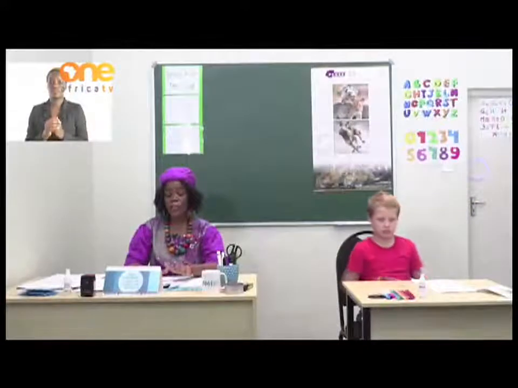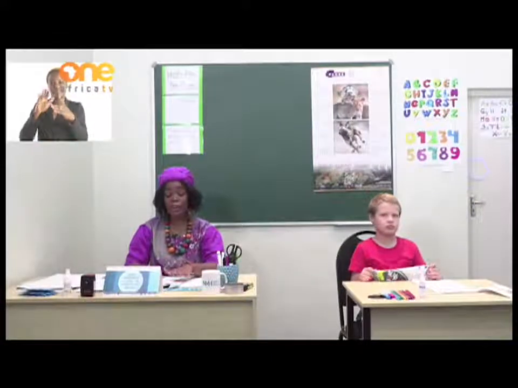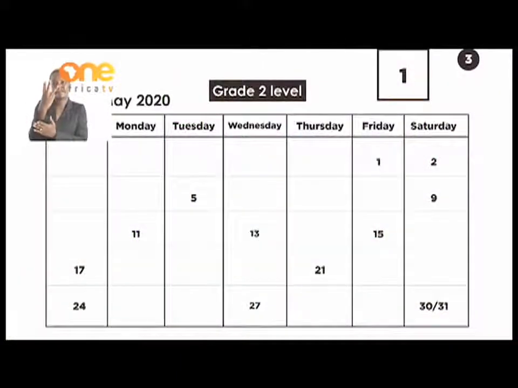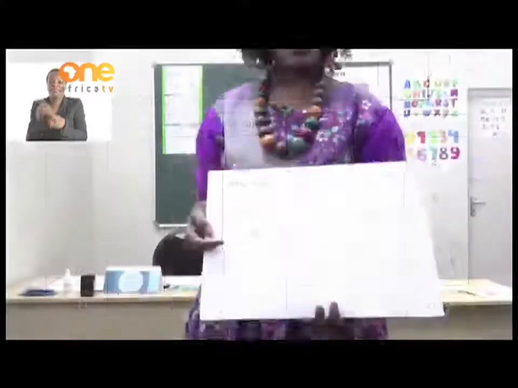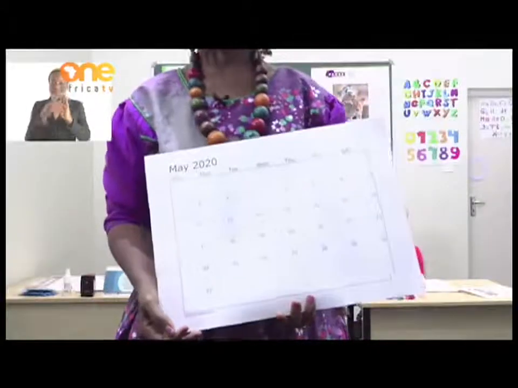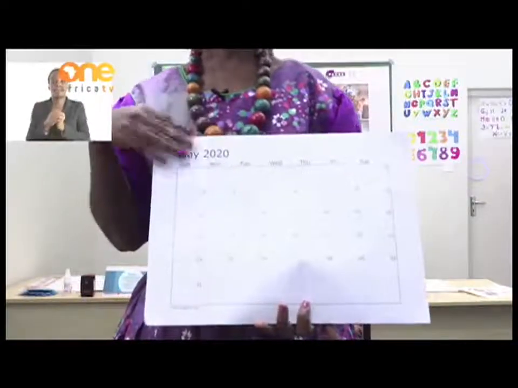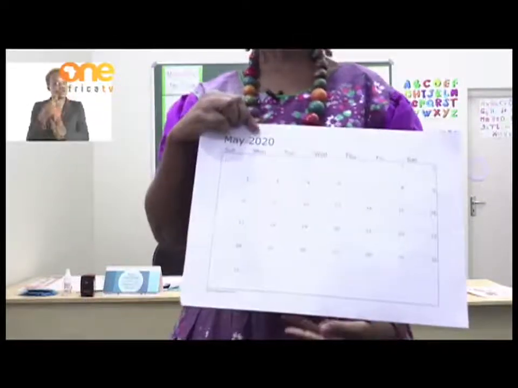Okay, so we are going to learn about calendar in more detail. Let's quickly turn to page 3 and we will first start with the grade 2 level. And I will explain to you what a calendar is. A calendar is a chart that shows the days, weeks, months of the year. And now here I have a calendar for you for May. But this one is not the whole full calendar. This is only a monthly one.